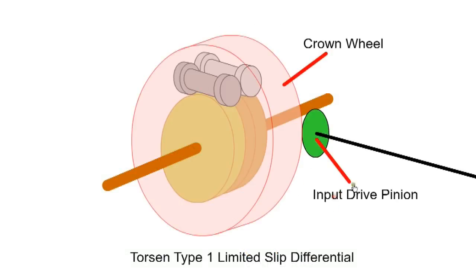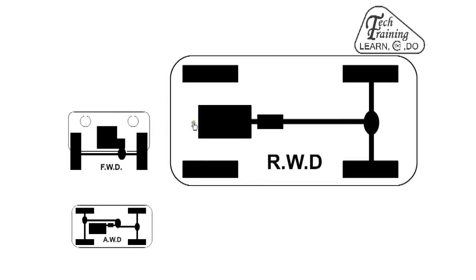During normal operation, the input drive pinion drives the crown wheel and cage. The torsion will allow for speed difference when cornering. However, if one wheel loses traction, the difference in torque causes the differential to bind together and limit the slip. Most road cars will have an open differential, while rally cars will have an LSD to limit wheel slip during rapid acceleration, and off-road vehicles will have the option of a locked differential.